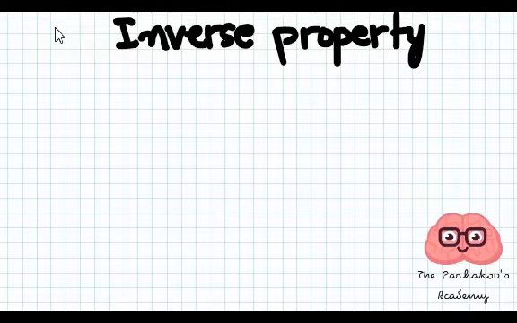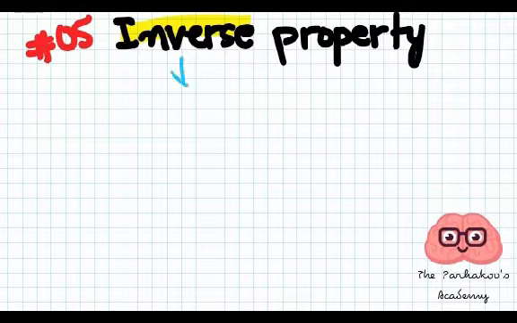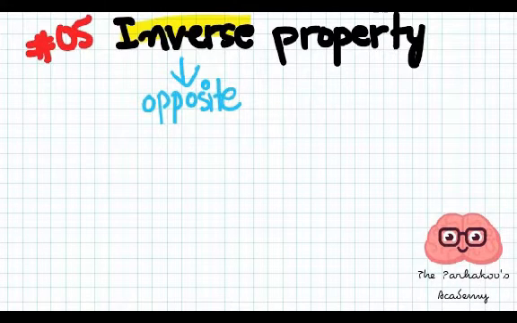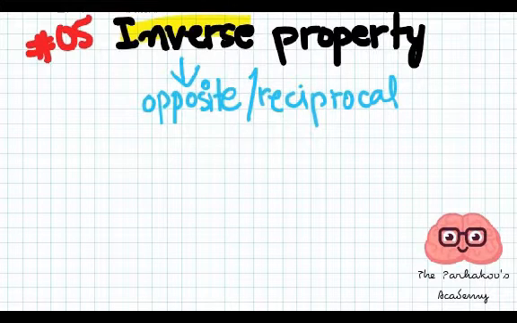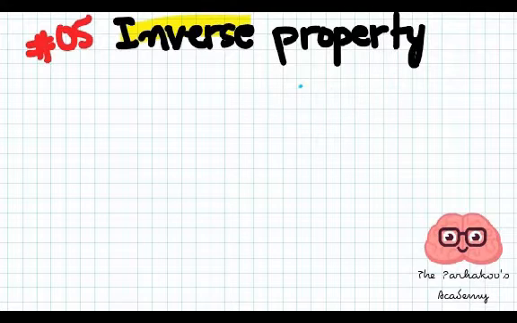So this video is about the fifth property of system of numbers, that is the inverse property. So let's first see what the word inverse means. The word inverse means opposite. So the inverse property of any number is the opposite of that number, right? Or you can say the reciprocal of that number. Now I hope that this would make it easy for you to understand it further.